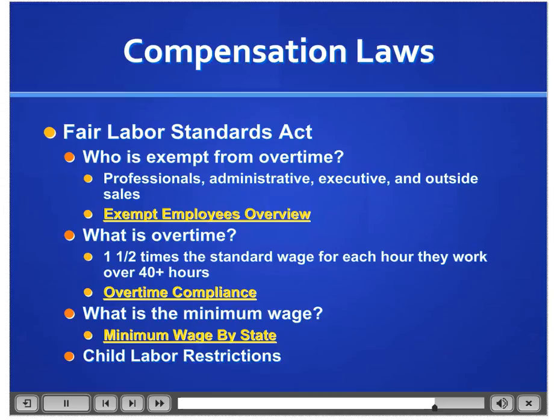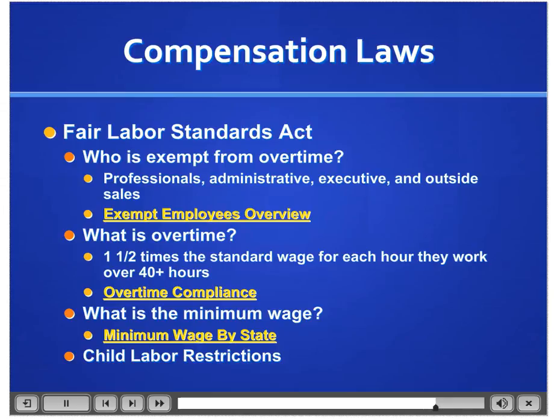Number one is overtime: who is eligible for overtime, who is not, and if they're going to have overtime, what are they allowed to charge? And what should an employee be paid for that overtime? If you look under where it says exempt employees overview, it's a hot link. You should be able to access that in the slideshow. If not, I can make sure that I review this in class.